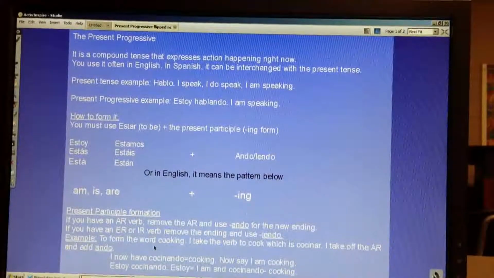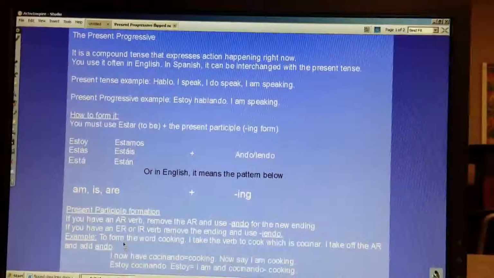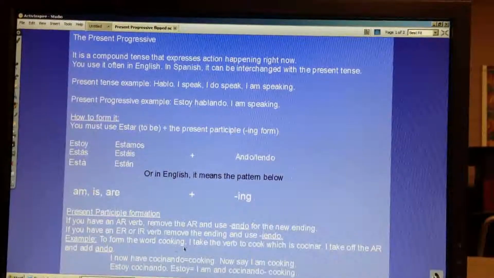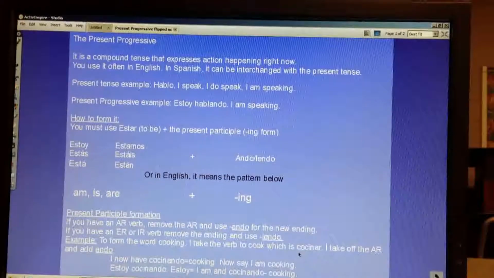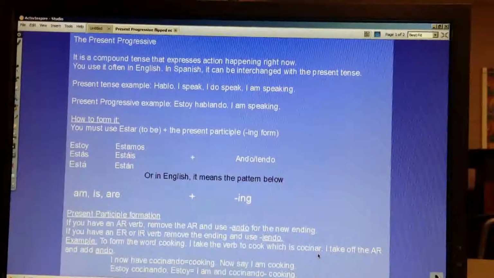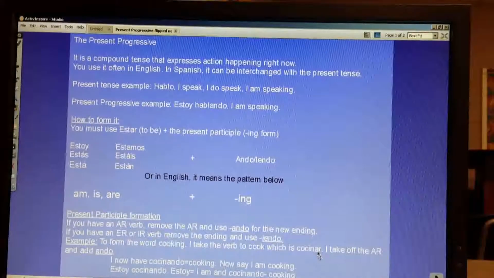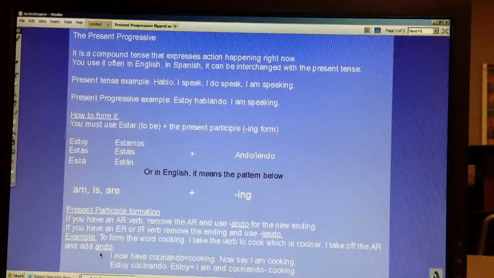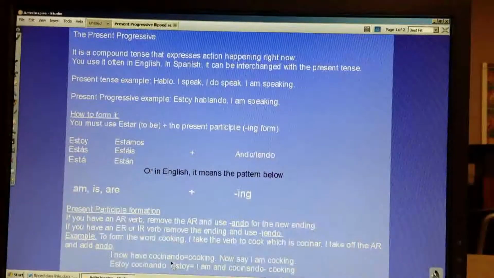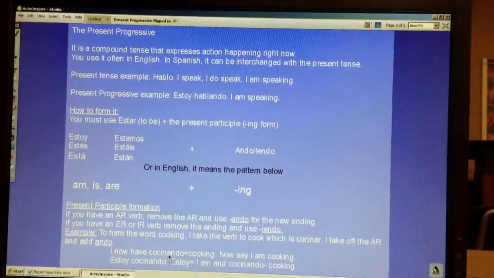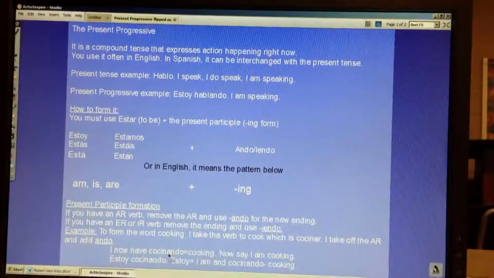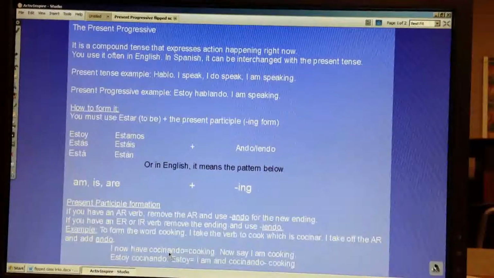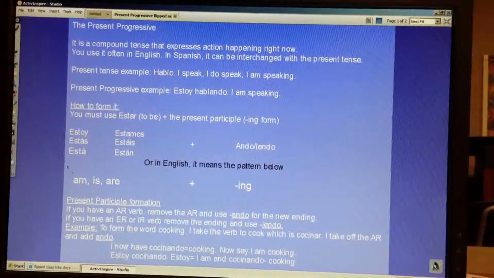Now, let's look at an example. If I wanted to say cooking, I need to think about what the verb is. The verb is cocinar, okay, to cook. Well, it's an AR verb, so I'll take off the AR and I will add ando, okay? I now have cocinando. Well, we can't go around saying cooking, cooking, cooking. We have to say who is cooking, and that is why we need the helping verb estar.